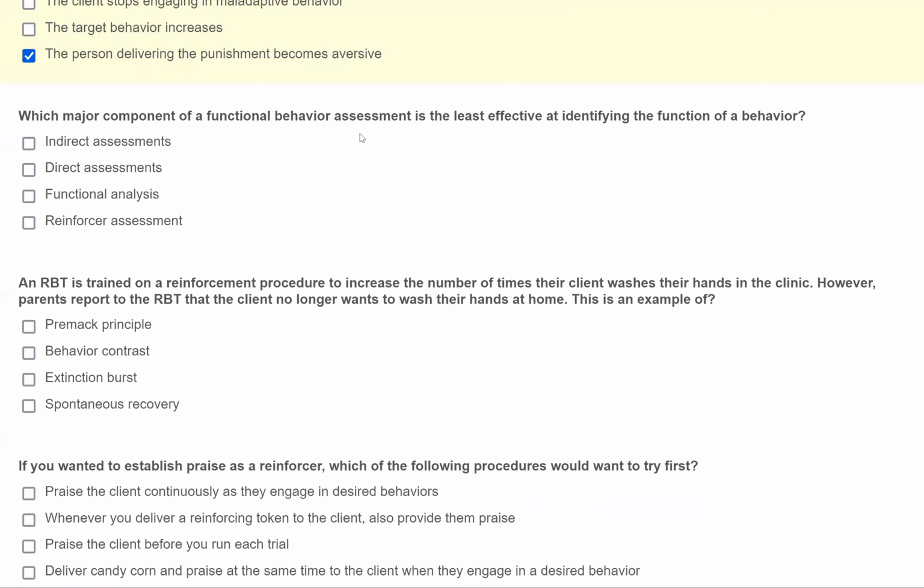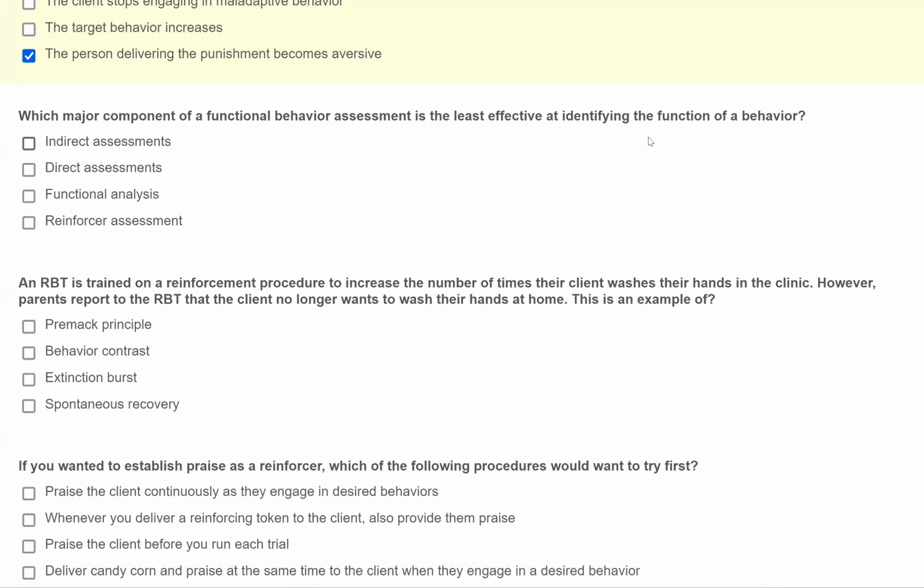Which major component of a functional behavior assessment is the least effective at identifying the function of behavior? FBAs, functional behavior assessments. Think about our triangle. Okay. At the bottom, we have, depending how you look at it, indirect assessments, right? Indirect assessments, surveys, checklists. Then we go to direct assessments: ABC recordings, event recordings, narrative recordings, actually watching the learner. And then finally, we have functional analyses, where we are actually trying to manipulate things in the environment to determine the function of the behavior. And functional analysis is always going to be the best way to identify a function.